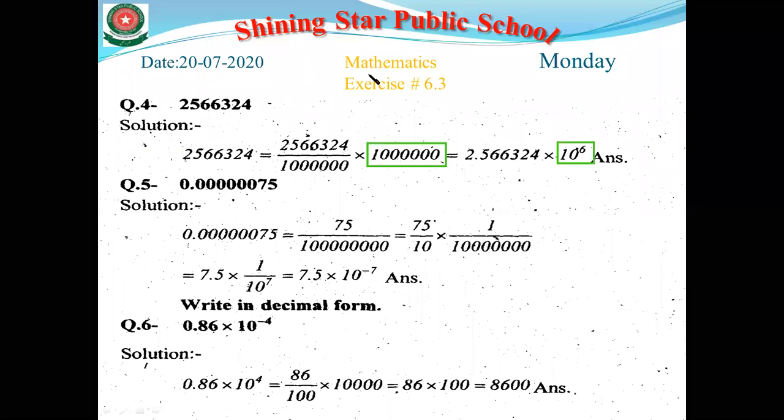Question number 5. 0.000000, 6 zeros, and 75. The first condition is true and the second condition is false. Before the point we have a single digit, so the first condition is true. The second condition is that before the point we don't have any zero, but in the question we have zero, so our second condition is false. So we have to convert it into scientific notation, and in scientific notation we have to move the point from this place to after the 7. We must have 7.5.